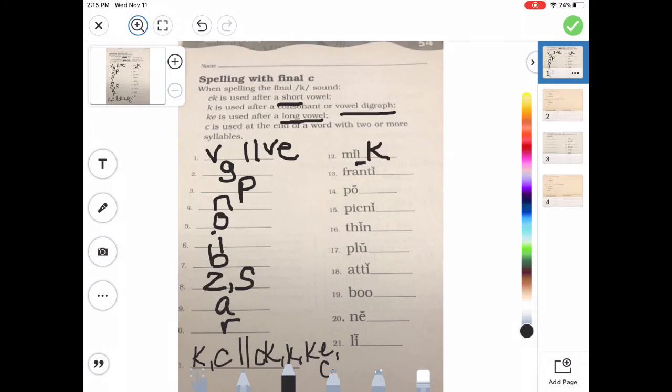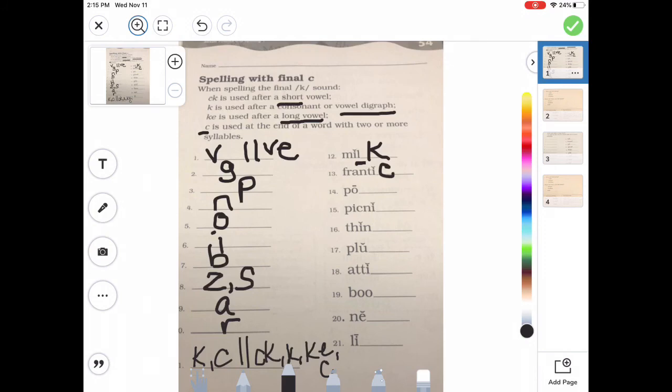So, ilk, milk. Okay, this word I'm wanting to spell, frantic. Okay, let's look at the word frantic. Listen, frantic. How many syllables? 2. So since it has more than 1 syllable, it's that one we worked on today where I need to add a C at the end of frantic.